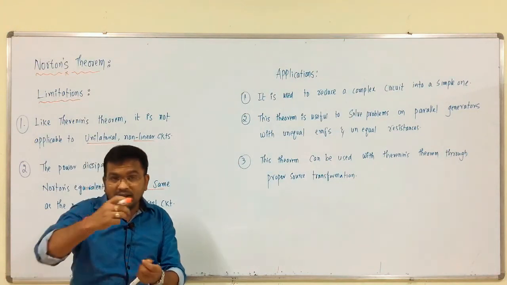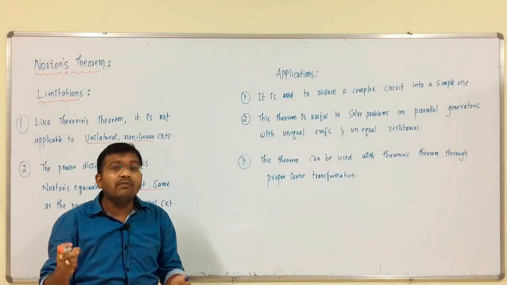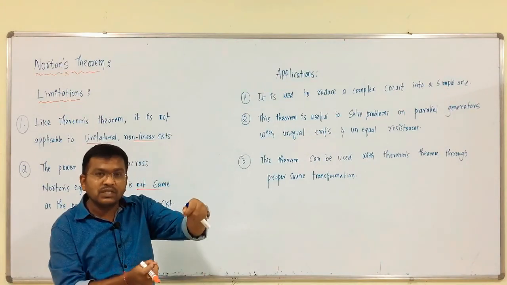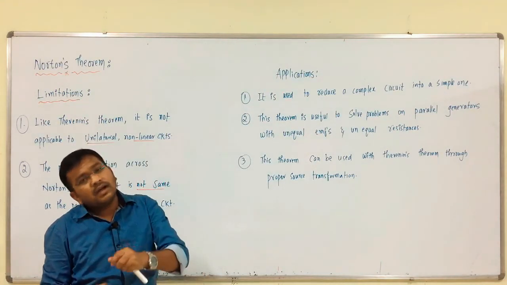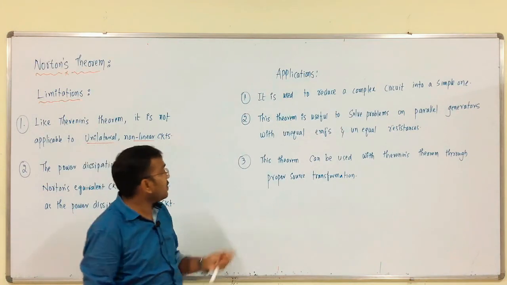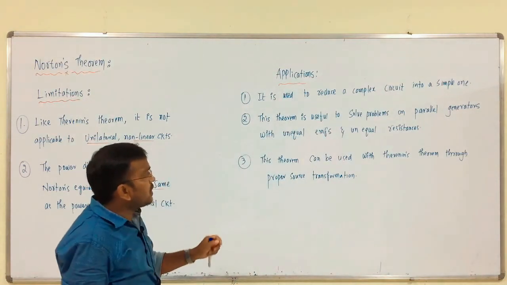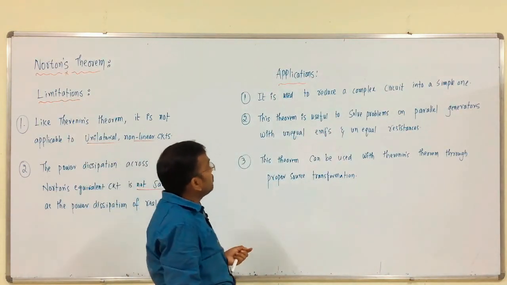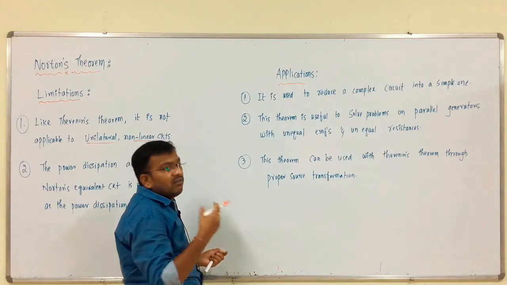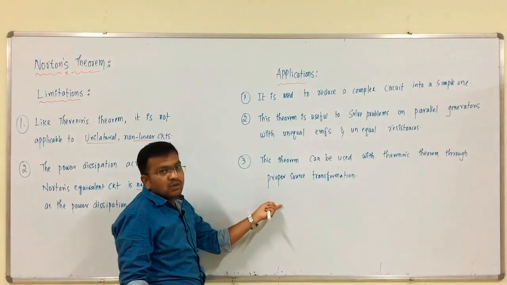We have discussed the observations with respect to the related examples. What will happen if we connect a resistive load branch between those two terminals, what will happen if we connect a voltage source, and what will happen if we connect a current source. Like that, in this case also we have to connect a pure resistive load, a voltage source and a current source and observe the phenomenon, that is it. Next, the applications, right. It is used to reduce a complex circuit into a simple one. This theorem is useful to solve problems on parallel generators with unequal EMFs and unequal resistances. This theorem can be used with Thevenin's theorem through proper source transformation, that is it.